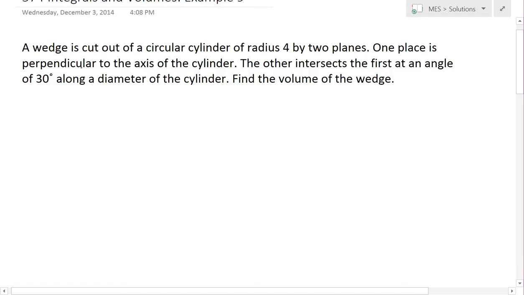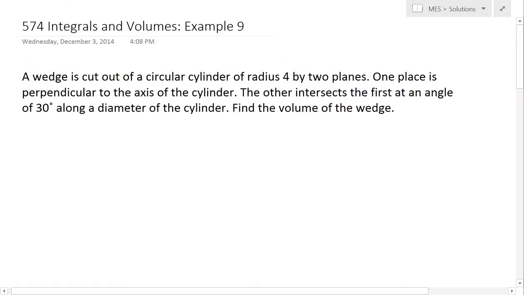I'll go over this example, which states: a wedge is cut out of a circular cylinder of radius 4 by two planes. One plane is perpendicular to the axis of the cylinder, and the other one intersects the first plane at an angle of 30 degrees along the diameter of the cylinder. And then we have to find the volume of this wedge.